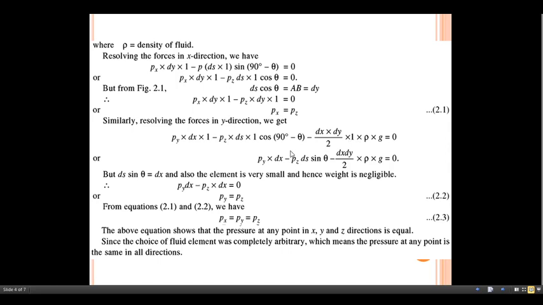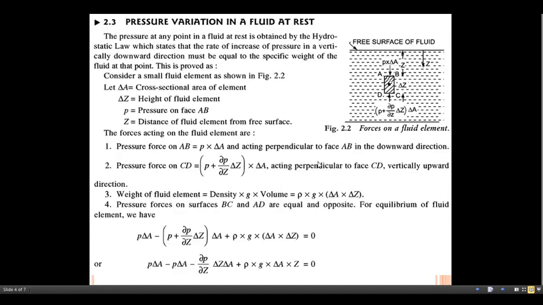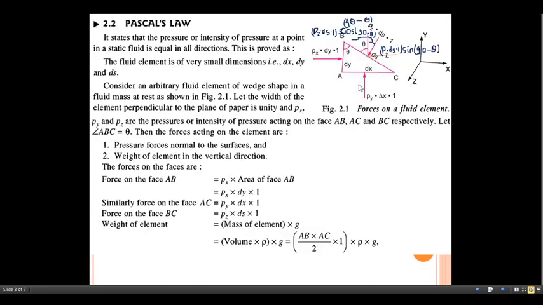Now after that, let us simplify. Multiplying by dx, this term comes as it is, then ds multiplied by cos of (90 minus theta), which is nothing but sine theta. The next term is minus dx dy by 2 multiplied by rho into g, equals 0. But in this case, look at ds into sine of theta, from this triangle.